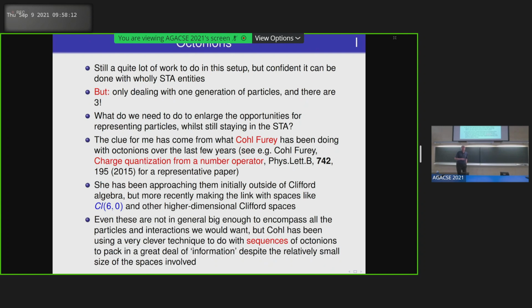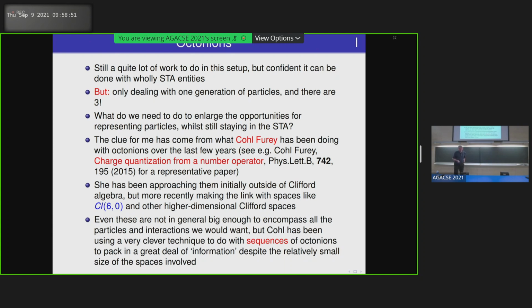Okay, so this all looks quite promising, and I'm confident it can be done with wholly STA entities. But of course, you're still only dealing with one generation of particles. And of course, we know there are actually not 3 factorial, but 3 generations of particles we need to deal with. So what do we need to do to enlarge the opportunities for representing particles while still staying in the STA? And the clue for me has come from what Cohl Furey, some of you will know her, spoke about at the ICCA in 2014, I think.